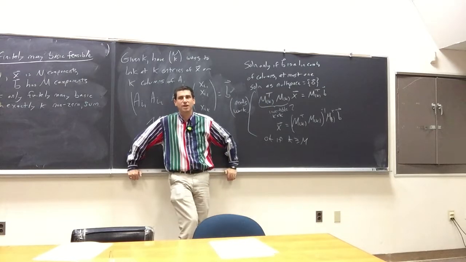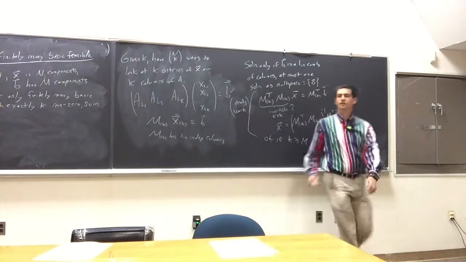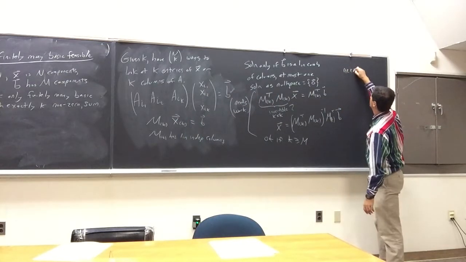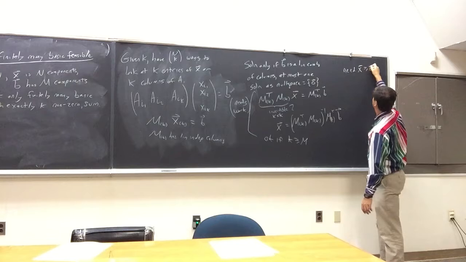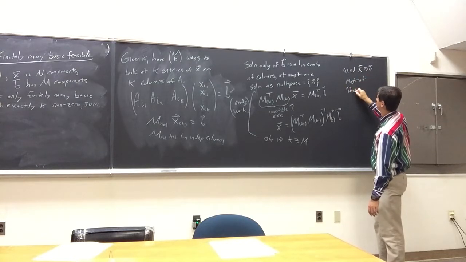It's not enough to solve ax equals b. What else do we need? I'm sorry? We need more than just ax equals b. We need one other item. X is greater than 0. And that's what saves the day. Need x greater than or equal to 0. Most of these fail.